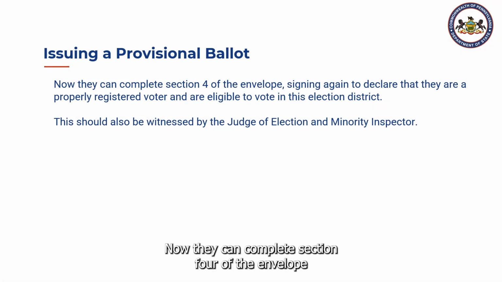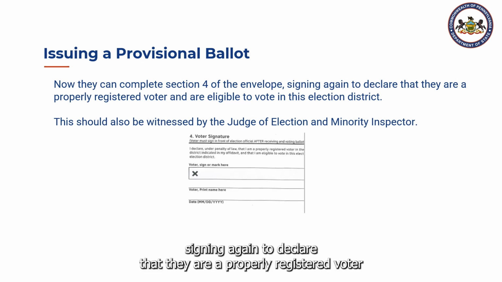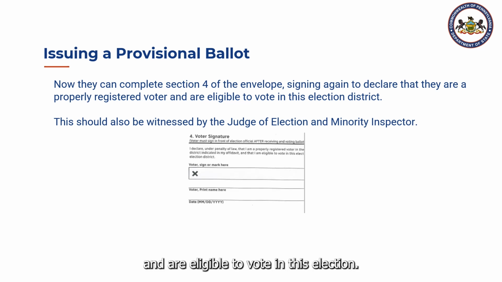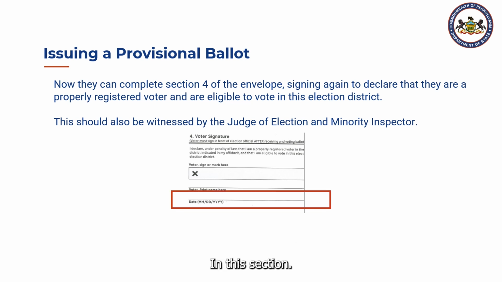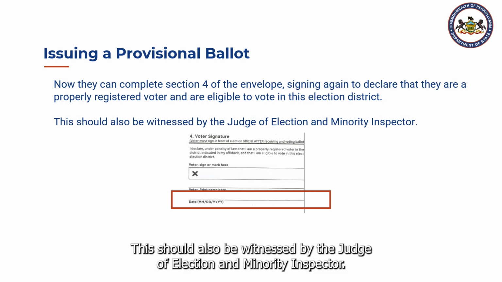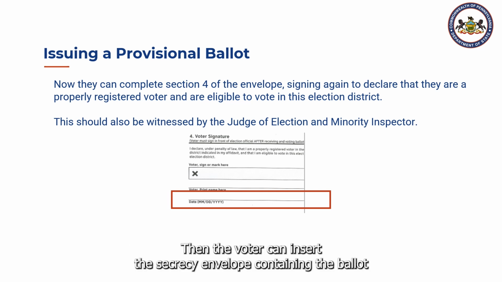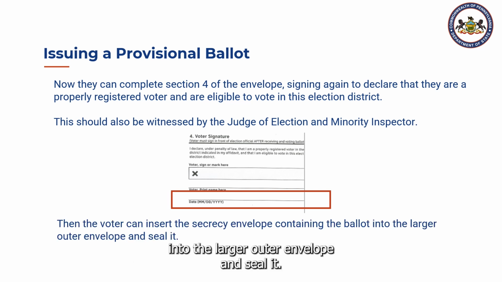Now they can complete section 4 of the envelope, signing again to declare that they are a properly registered voter and are eligible to vote in this election district. Remind them to write today's date and not their birth date on the date line in this section. This should also be witnessed by the judge of election and minority inspector. Then the voter can insert the secrecy envelope containing the ballot into the larger outer envelope and seal it.